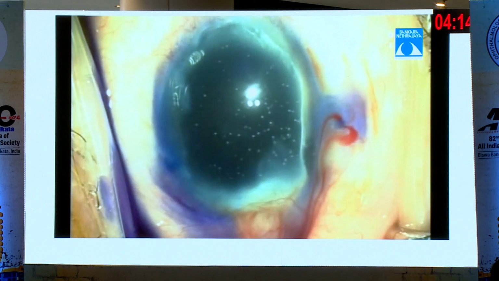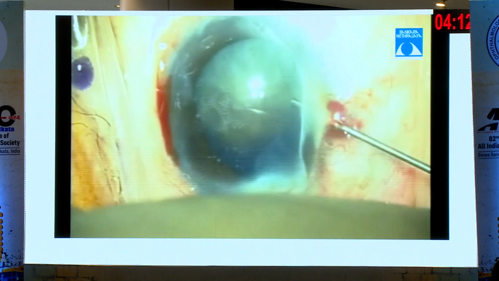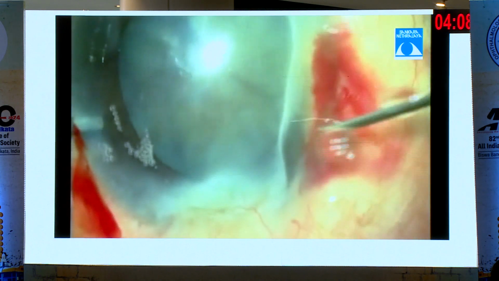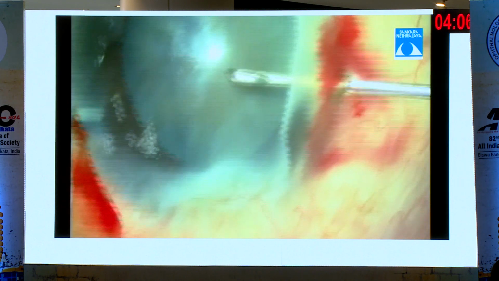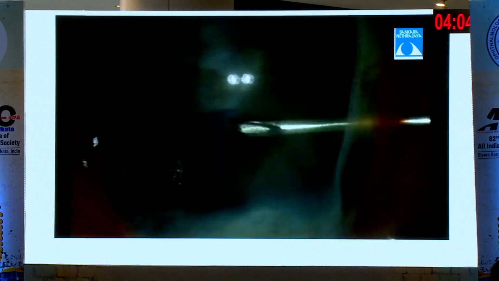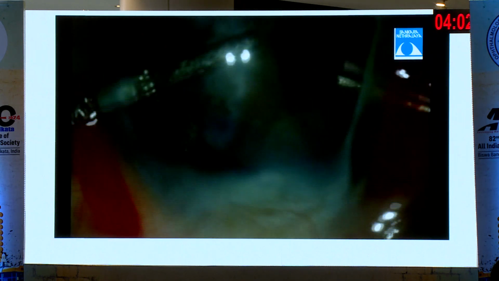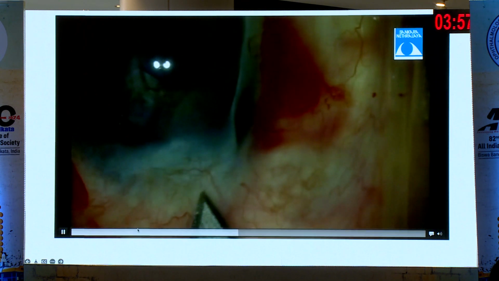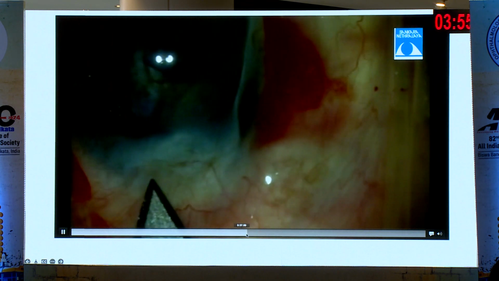So you aim your side ports and your sections away from the sites of maximal thinning. You use all the techniques which have already been described to protect the endothelium and to improve visibility. Limbal sections are preferred rather than clear corneal ones. And cataract surgery, other than that, is fairly straightforward.